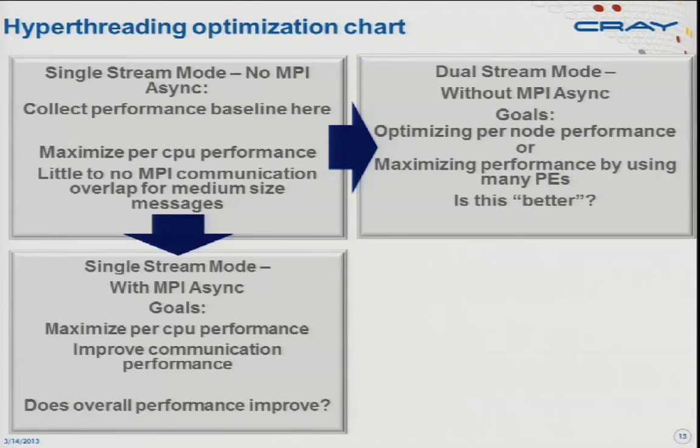Now you can also move in the other dimension, and that's try dual stream mode without MPI async. This is without core specialization or anything like that. We're basically trying to see how our compute behaves. We're optimizing perhaps per node performance, like I said before, or maximizing performance by using many PEs, however you want to look at it. And then is it better? And I stress better in quotes because you have to decide what better means in this case. Time to solution or conservation of my time allocation. Whatever you want to say is better.